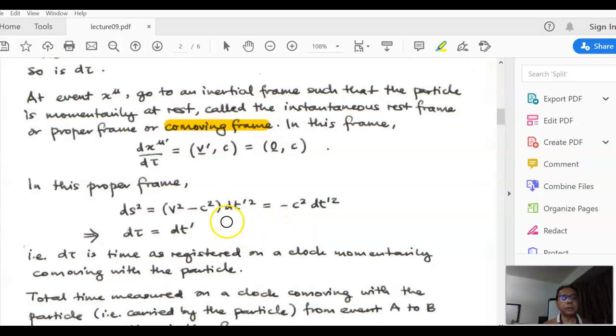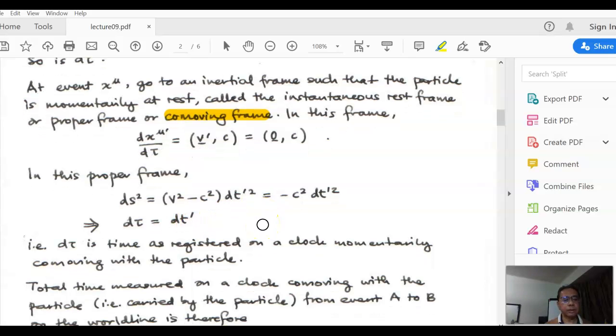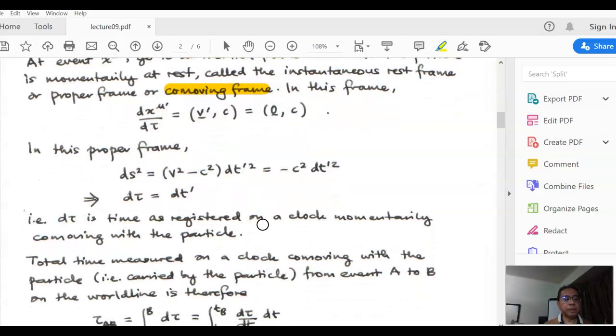So if you see in this particular case, in the proper frame, you get ds squared equals minus c squared dt squared, since v is essentially equal to 0. So in other words, one can see that the tau is just like the moving frame's time coordinate. So we can interpret the tau as the time registered by a clock co-moving with the particle.